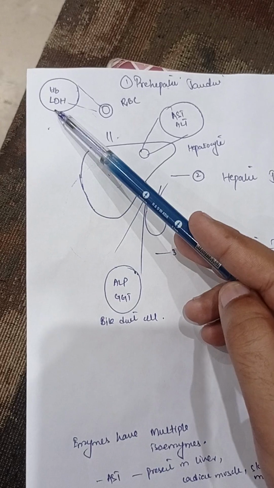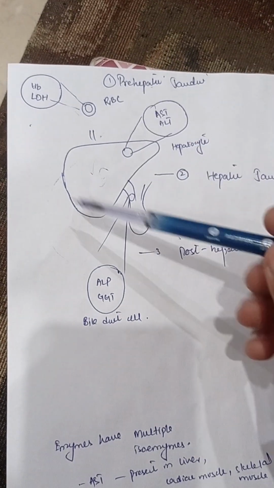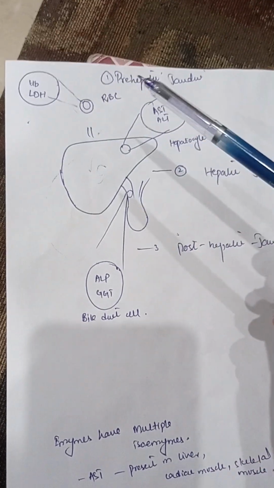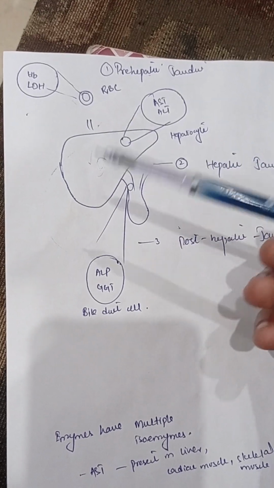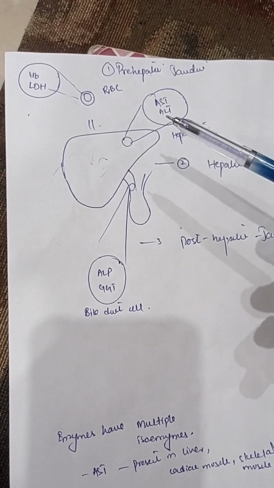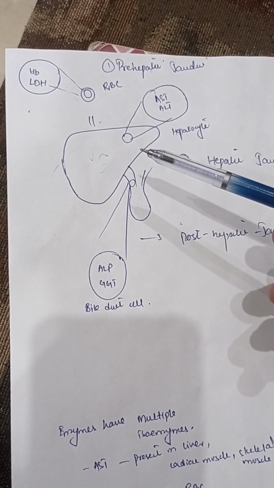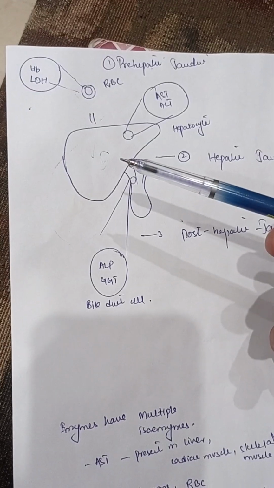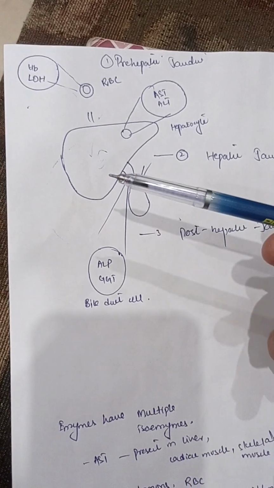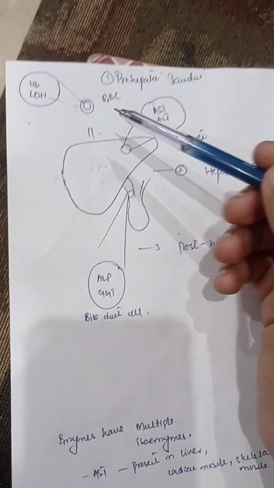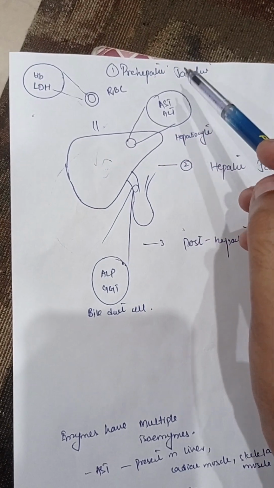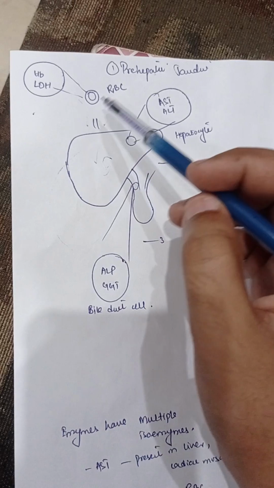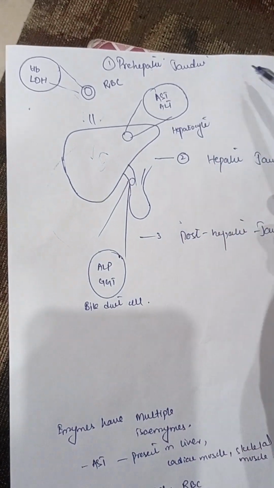LDH is lactate dehydrogenase. So what happens in prehepatic jaundice? In prehepatic jaundice, there is hemolysis of RBC. There can be many reasons for hemolysis and resultant prehepatic jaundice, such as G6PD deficiency, pyruvate kinase deficiency, hemolytic anemias, and some drugs that destroy the RBCs. So whenever there is hemolysis of RBC, the resultant jaundice is prehepatic jaundice.